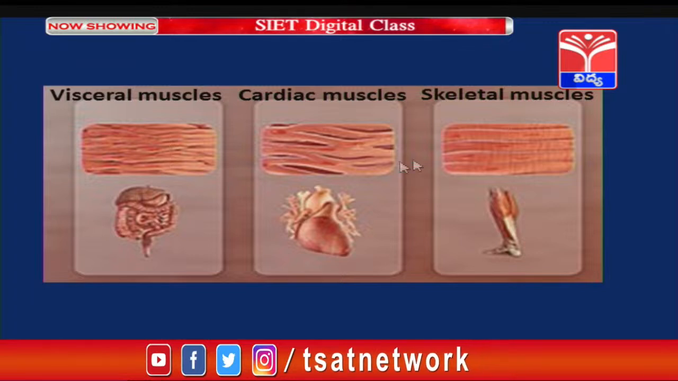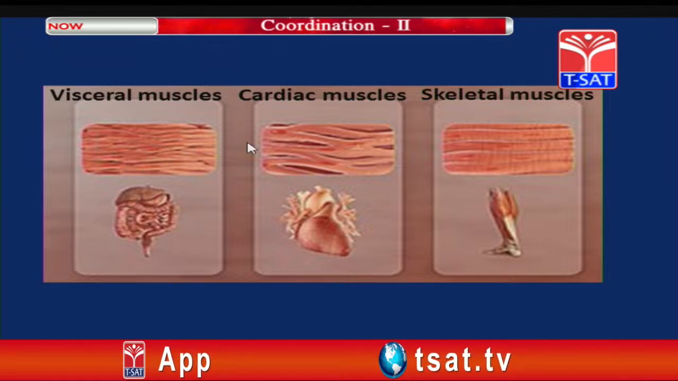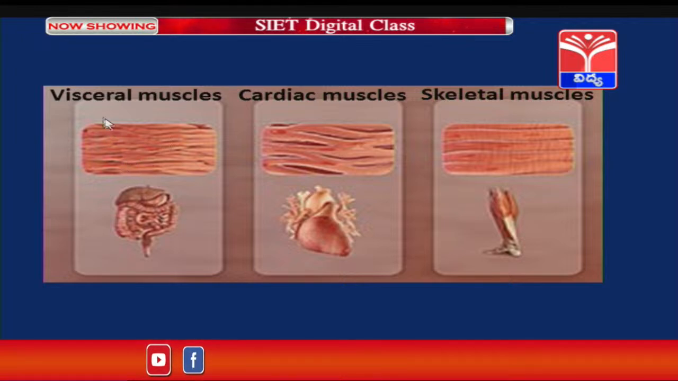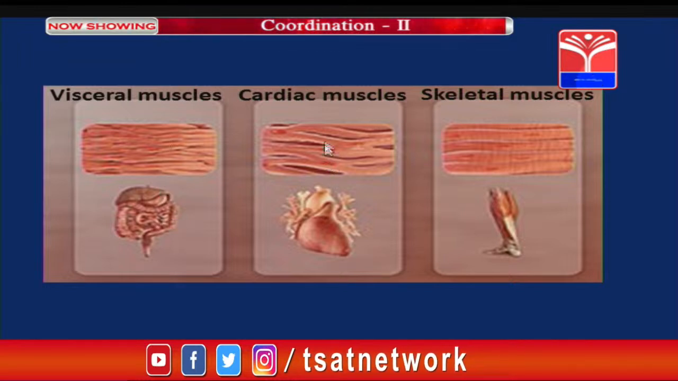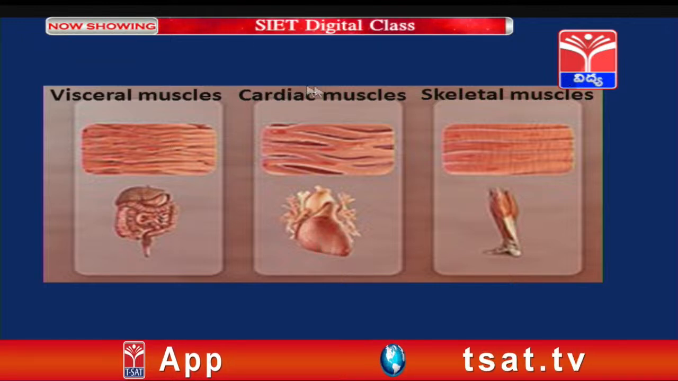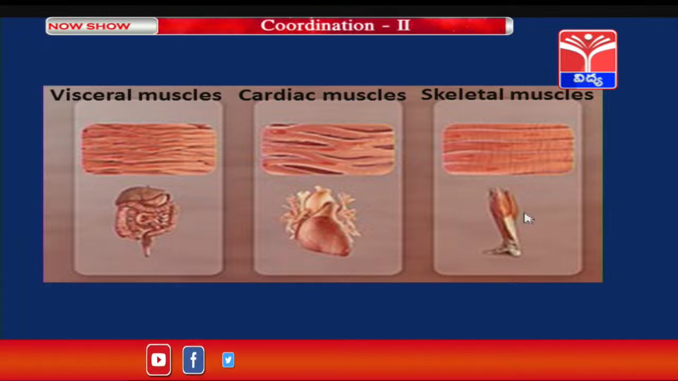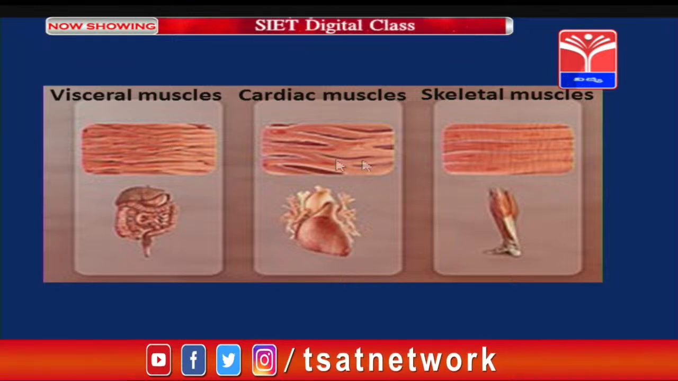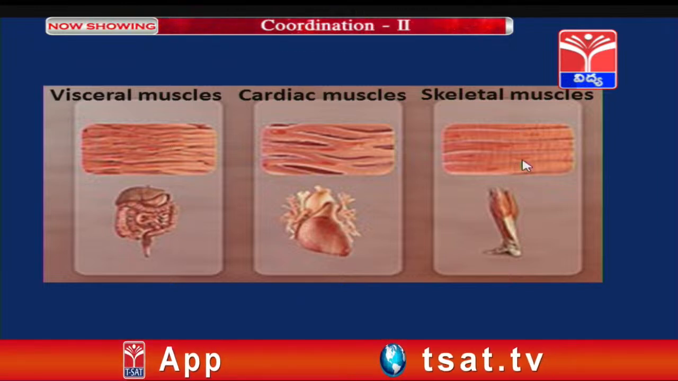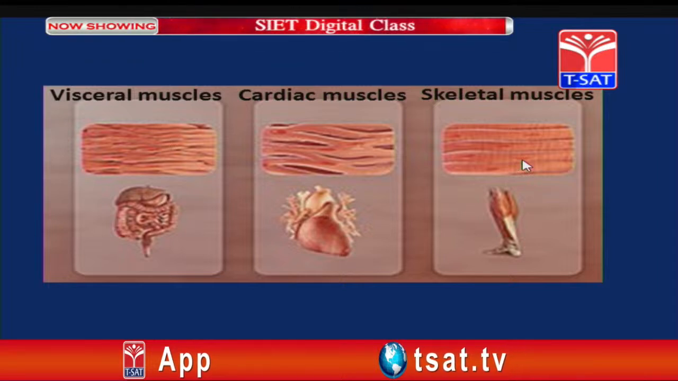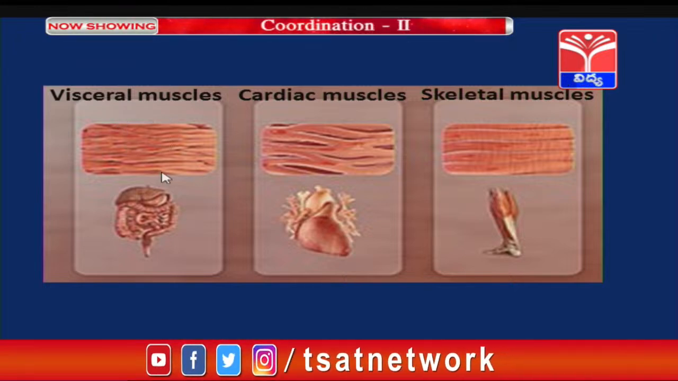So, students, can you recognize these pictures which you have studied in your 9th class, animal tissues? Here you have studied about different muscles, isn't it? This picture is showing the visceral muscles. The visceral muscles are the muscles which are present in our visceral organs, and these are the muscles that are present exclusively in the heart, called cardiac muscles. And this picture is showing the muscles that are attached to the skeleton, called skeletal muscles. Of these three muscles, the movement of skeletal muscles is under the control of the somatic neural system, whereas the movement of cardiac muscles and visceral muscles are under the control of the autonomic neural system.